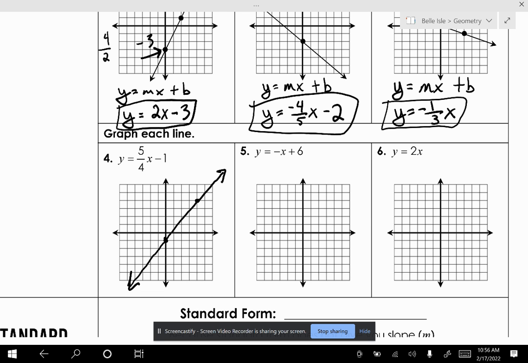Yes, Rocco. So when we're drawing this, do we have to draw the arrows also? Yes, yes, because they are continuous lines. Draw the arrows.